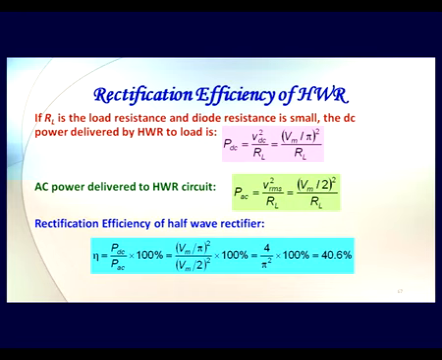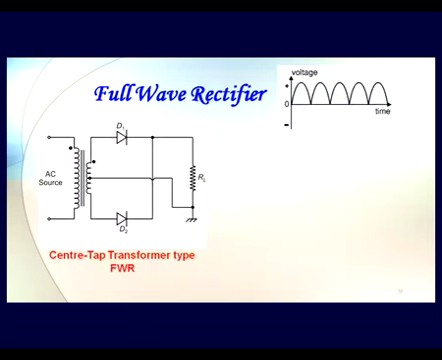is 40.6%. So as you see, in half wave rectifier we are losing a lot of power and wasting it, and at the output we are just getting useful power of only 40.6% of what we had pumped into our circuit in the initial stage. So in order to better this, we use the scheme of full wave rectifier.